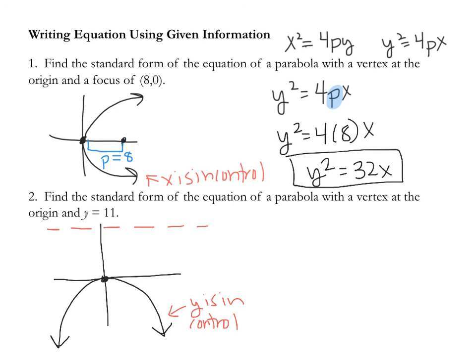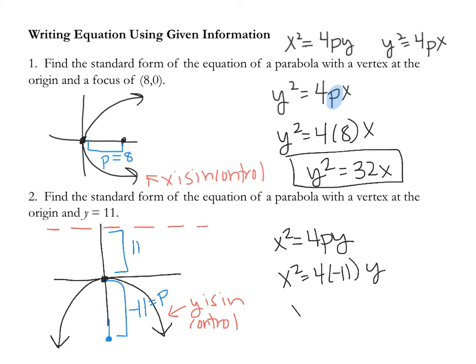So if y is in control, I'm going to write down what the y in control formula looks like. That is going to actually start with x squared. X squared equals 4py because we want the y to not be squared, since y is in control. It's a not squared variable that's in control. And then we need to figure out what p would be. P is how far it would be to get to the focus point. Well, we know to get to the directrix it would be positive 11. The focus point is just the other way. It's negative 11. So that's what we have to plug in for p into the equation. It's going to be x squared equals 4 times negative 11y, which means the equation is x squared equals negative 44y.